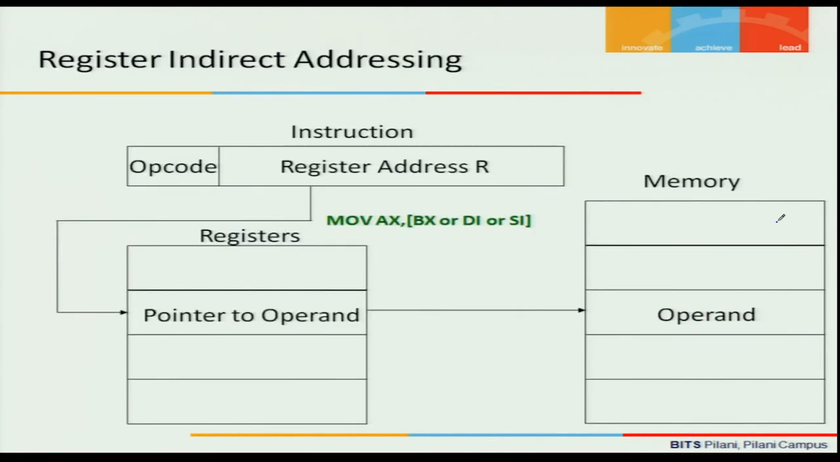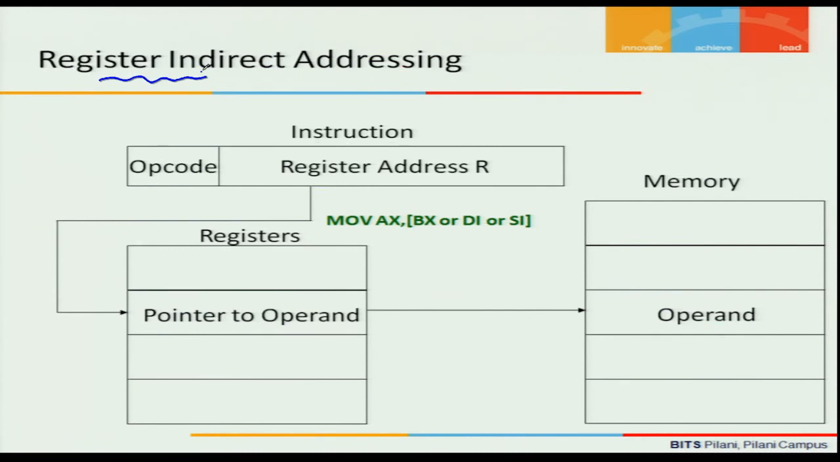Moving ahead, the fourth addressing mode in 8086 is what we call register indirect addressing. Register indirect addressing is essentially saying that the offset, one of the operands, is at an offset which is indicated by the contents of a register added to the DS register value.